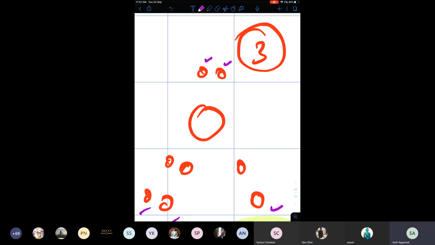One, 2, 3, 4, 5. But it actually has 6 electrons. What does it mean? It has lost 1 electron, so +1 charge. Understood?